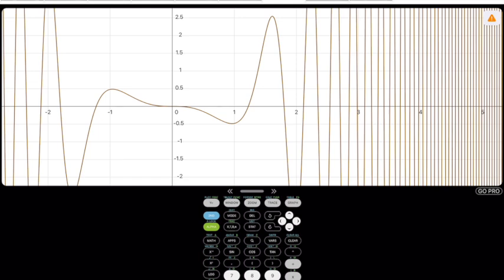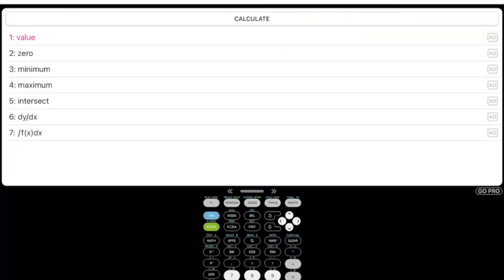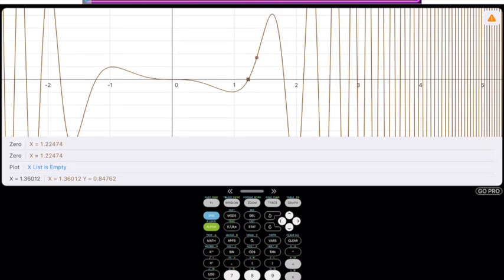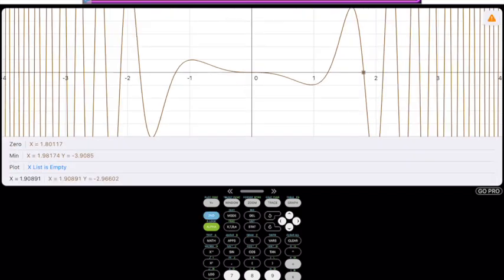So anyway, I want to find basically my intercepts, and you can see if you kind of trace. You can, but you can calculate these if you go to calculate, which is second trace, and then it's the 0 button, and it needs to know the left and right bound. So let's go left of the x-intercept, right of the x-intercept, and it does say that the 0 is at 1.22474, and if I did that same thing here and here, I get 1.80711.